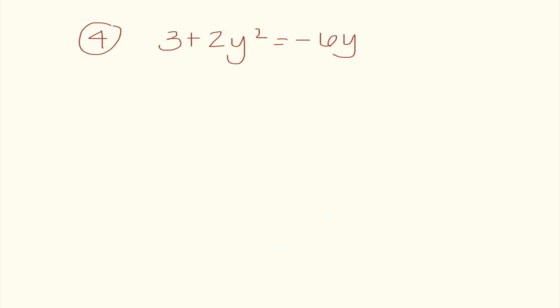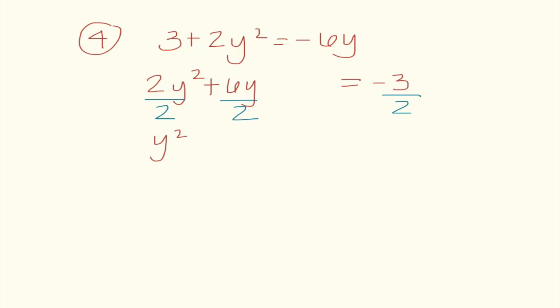Number 4, if we look at this, it's kind of all out of order. So I'm going to multitask here. I'm going to add 6y, and I'm going to bump that -3 over. Next thing I need to do is divide everything by our leading coefficient. So I get y squared plus 3y equals -3/2.